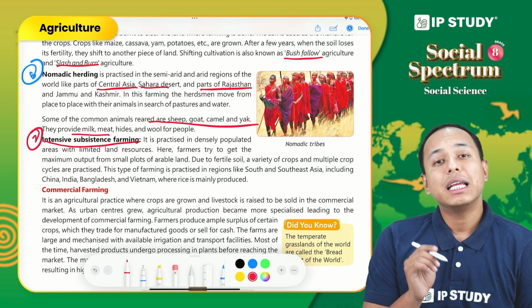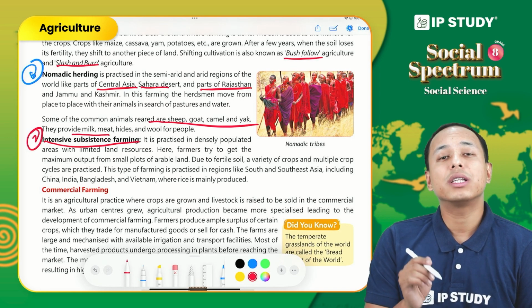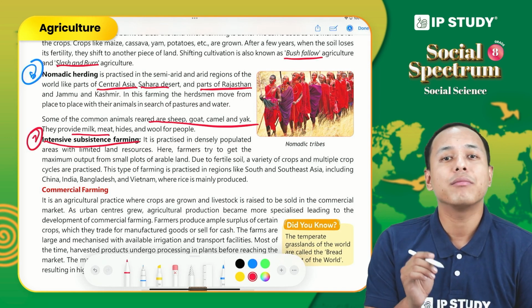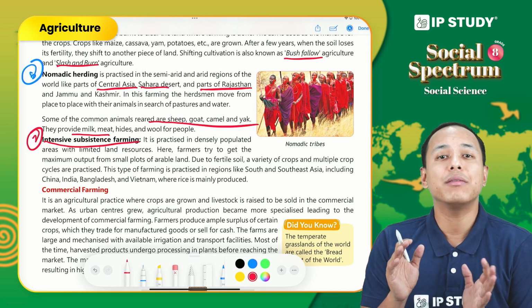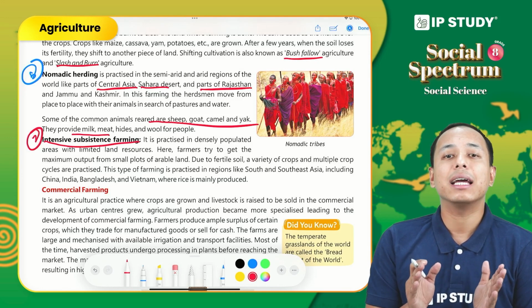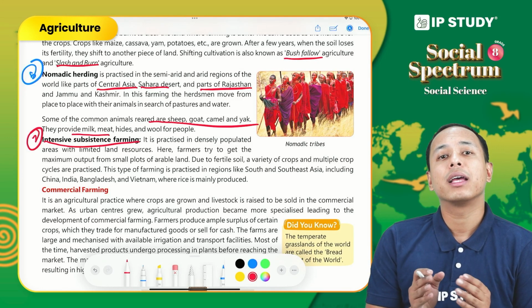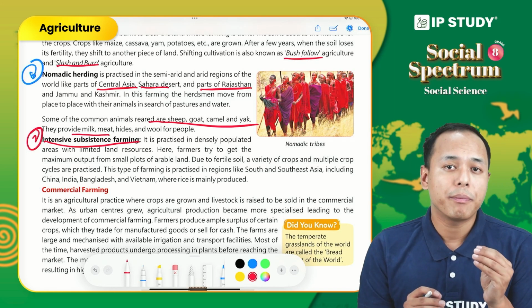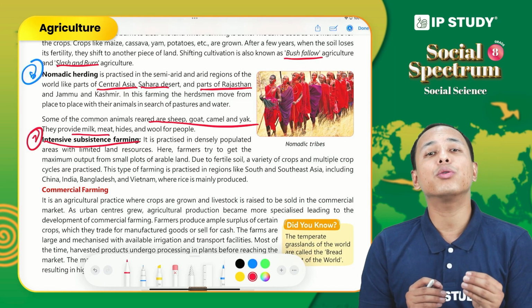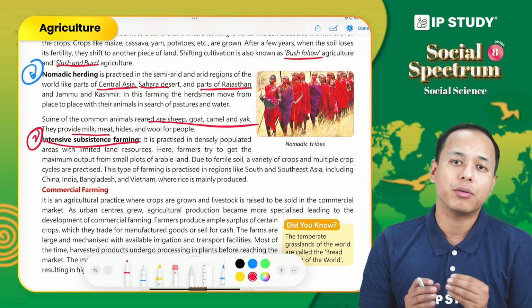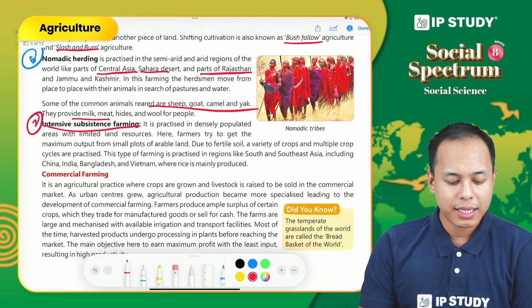Now the second type of farming under primitive subsistence farming is the intensive subsistence farming. So intensive subsistence farming is mostly practiced in areas of high population, areas that are highly populated. Here the land is very small or fragmented. As such, the farmers use pesticides and fertilizers in order to get maximum output from the particular land. Okay, so hence the name intensive.